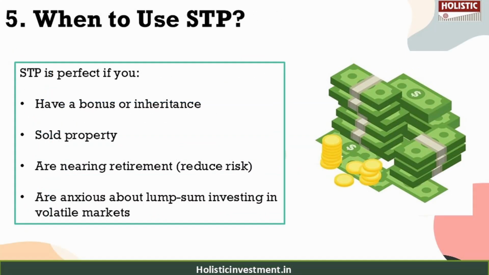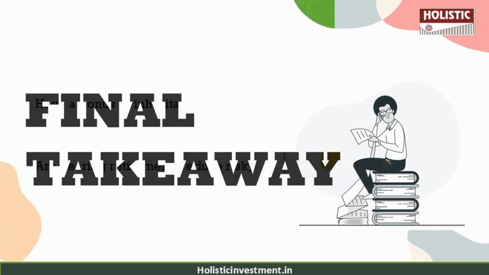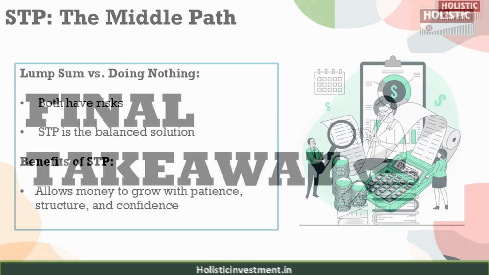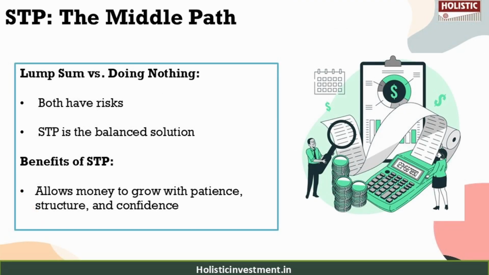So STP is perfect if you got a bonus or inheritance or sold property or nearing retirement and want to reduce equity risk and are anxious about investing lump sum in volatile markets. So it's not just a strategy, it's a mindset of discipline and balance. So what is the final takeaway? Let's face it, lump sum investing can be nerve wracking, but doing nothing isn't safer either. STP offers a middle path, letting your money grow with patience, structure, and confidence.